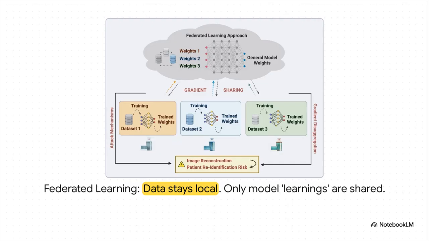So this first technique is called federated learning, and honestly, it's a game changer. The core idea is brilliant. The sensitive data never leaves the hospital. As you can see here, each hospital trains its own AI model on its own private data. Then, instead of sharing the data, they only share the lessons the model learned, these little mathematical updates. A central server then combines all those lessons from everyone to build one super smart model, all without anyone ever having to share a single patient scan.